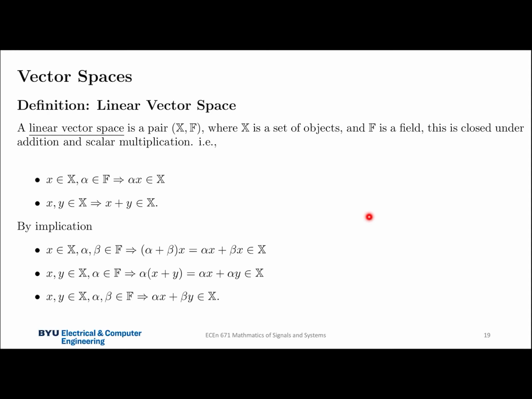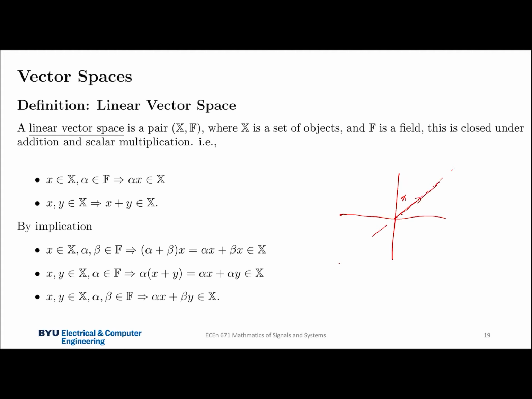So by implication, if we have, for example, x and y in X, and alpha, beta in the field, then we can add elements of the field and we're still in X. We can scalar multiply the addition, and we're going to be in X. Or we can scalar multiply both x and y and we're still going to be in X. So think of a vector space: if we have some x, then we can multiply anything along here and we're still going to be inside of X.